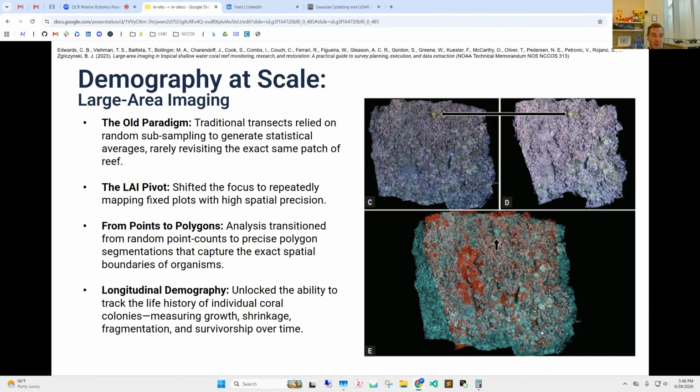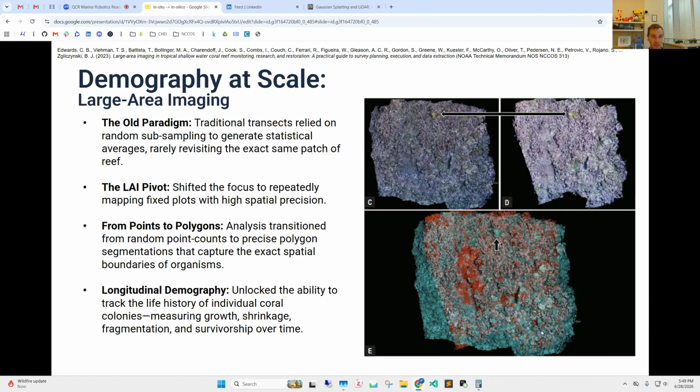So this particular image is showing an orthomosaic from time point 0, time point 1, and actually measuring the difference, the change between those two. So this allows for longitudinal demography, essentially allowing ecologists to track the history of individual coral colonies. So, their growth, their shrinking, their dying, their fragmenting, survivorship across time. And these were techniques that were used by 100 Island Challenge and Mission Iconic Reefs.